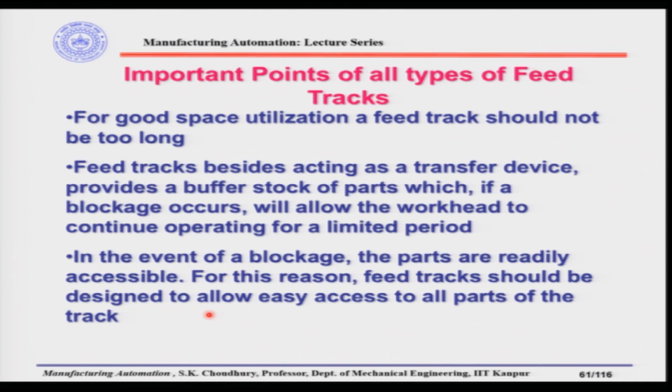Some important points for all types of feed tracks are the following. For good space utilization, a feed track should not be too long. What does it mean? We said that bowl feeders cannot be kept very close to the assembly machine. So, if we have a feed track, we are occupying some of the space between the feeder and the assembly machine. That space should not be occupied for very long, therefore the length of the feed track should be limited, and it is not necessary for it to be unnecessarily long.